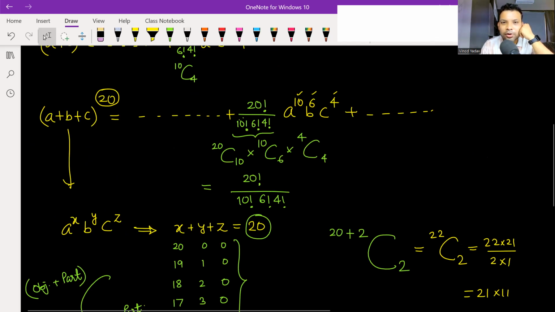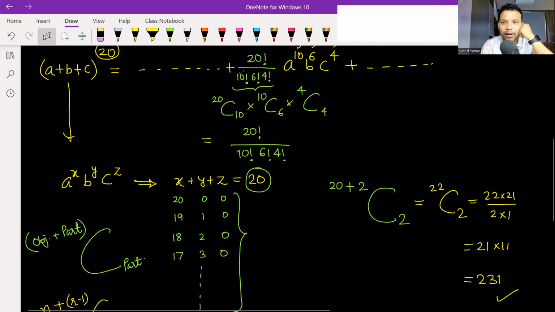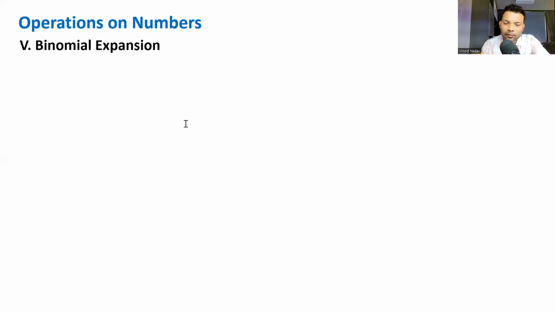So I just want to generalize the A plus B whole raised to N formula. I hope you have understood this much logic. Please recap, rewatch. So A plus B whole raised to N. When N was 2 or 3, we just remembered the formula by heart. Now we are generalizing this for all natural numbers, where N belongs to natural numbers, friends.